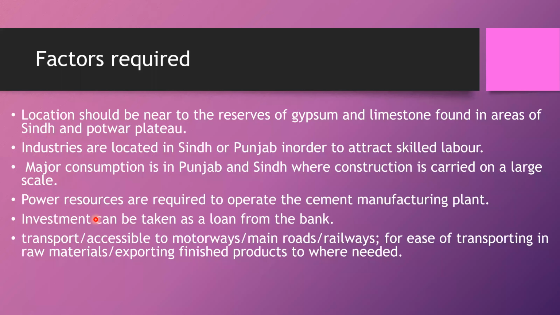If we talk about the factors required, the cement industry should be located near to the reserves of gypsum and limestone found in Sindh and Potwar Plateau. Moreover, industries should be located in Sindh or Punjab to attract skilled labor. Since major consumption is in Sindh and Punjab, the industry should be constructed nearby so that easy transportation to the market can be done. Power resources are required on a large scale to operate the cement manufacturing plant. Investment can be taken as a loan from the bank.